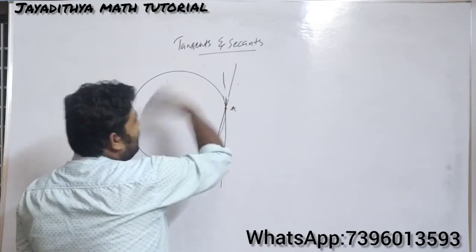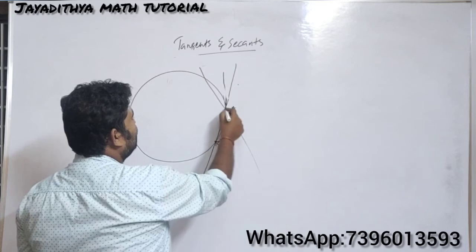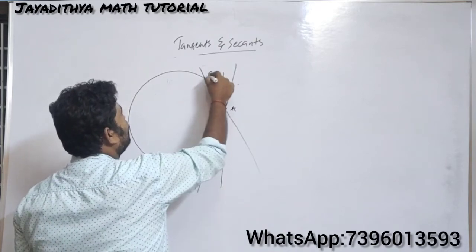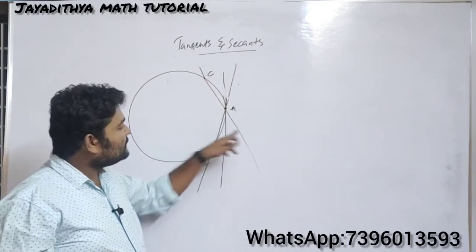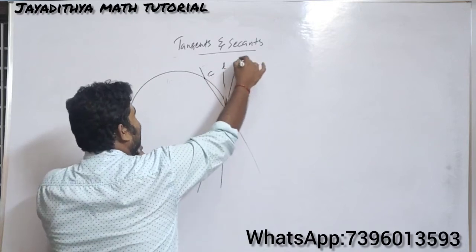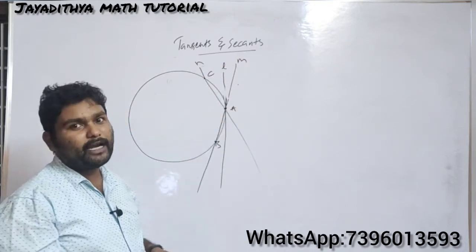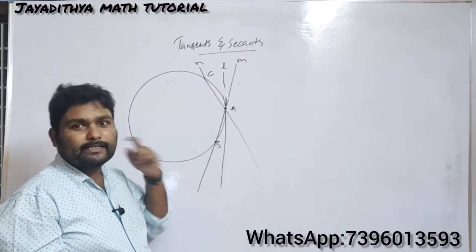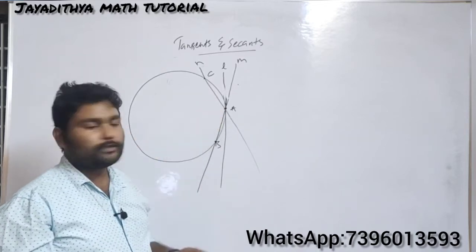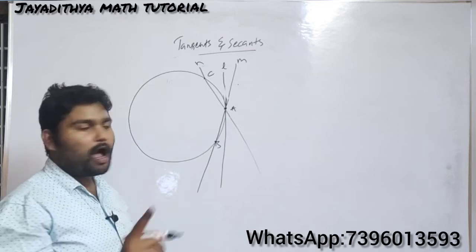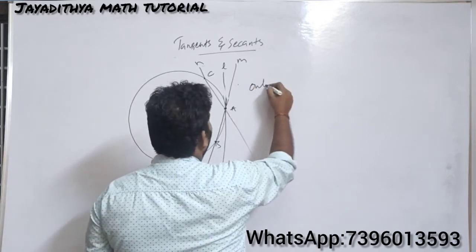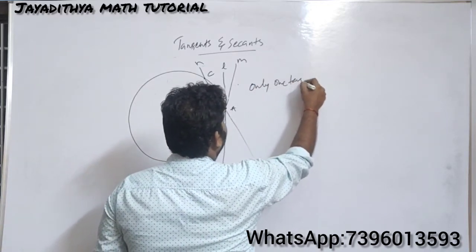If you slant this side also, again the same will happen. One point is A and the other point will be C now. Here also, let us take the lines as L, M and N. The line N is also cutting the circle in 2 different points, so it is also a secant here. So at a point on the circle, you can draw only one tangent.